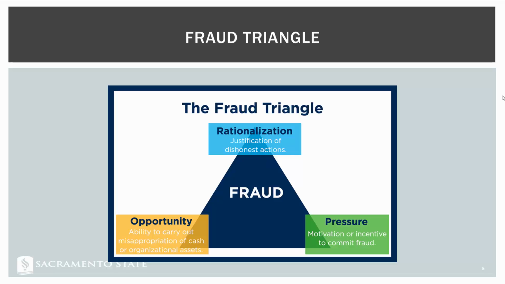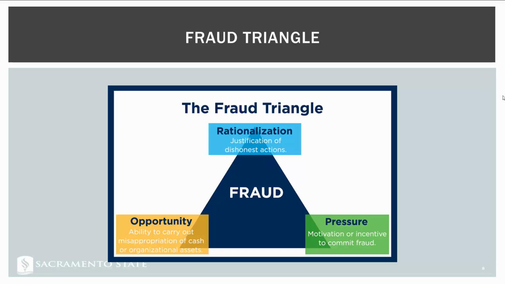Number one, there has to be an opportunity. So if the organization, for example, has checks in place and procedures in place to try to eliminate opportunity, then people don't commit fraud if they don't have the chance to do so.